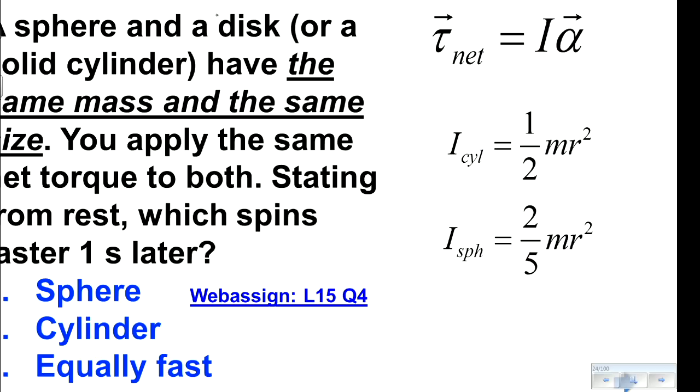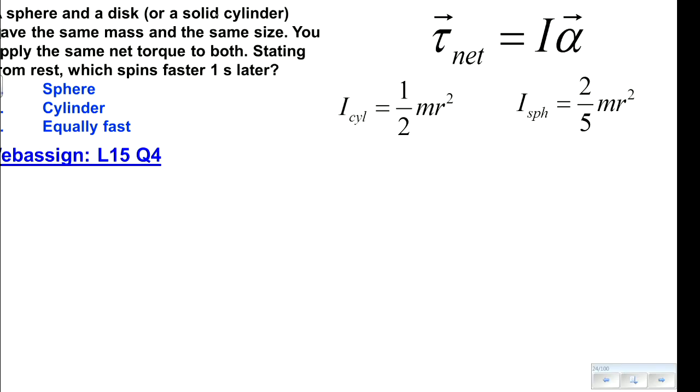So, the easiest way when we need to compare what might happen is to solve it once in general. So, in general, for any object, this variable is equal to some coefficient, which we call a form factor, times mass times some distance squared. For round objects, that's a radius squared. And what do we have here?